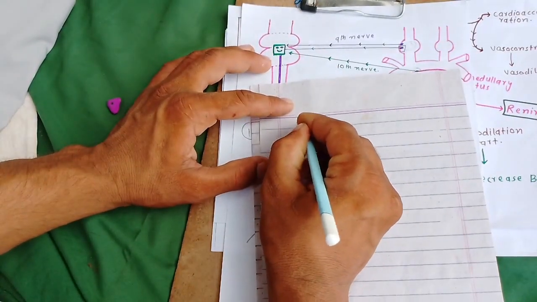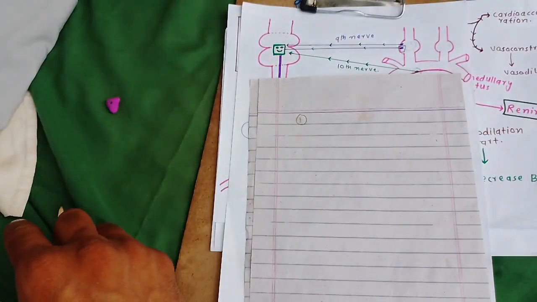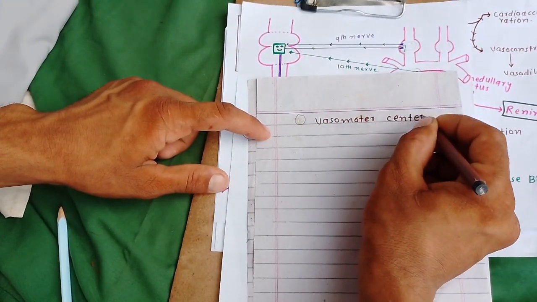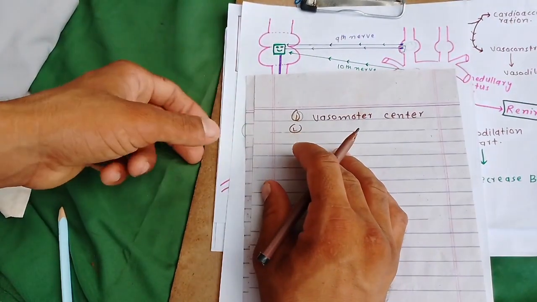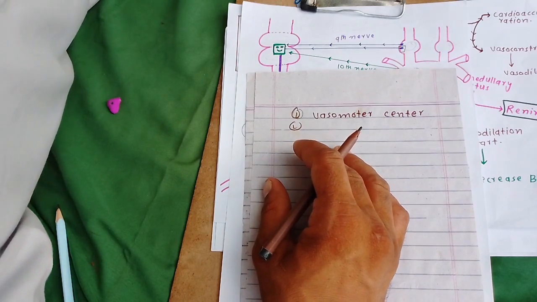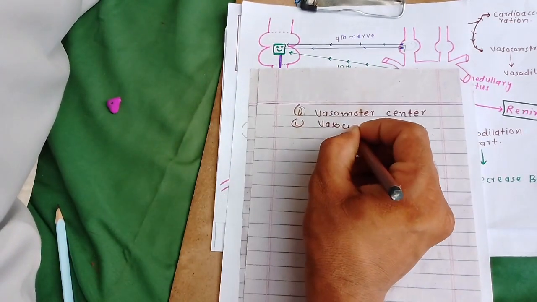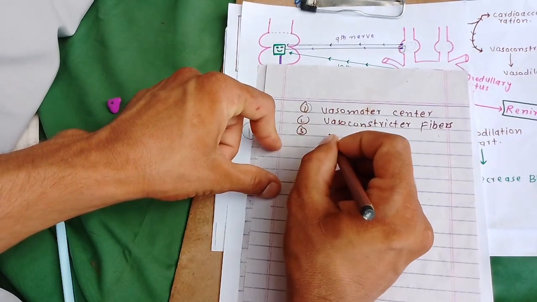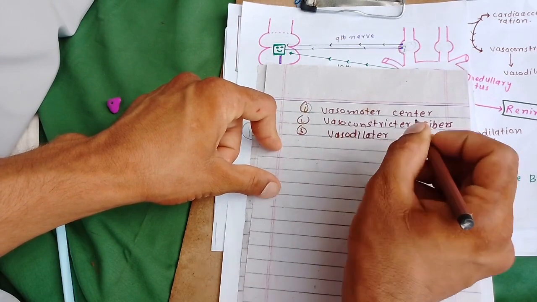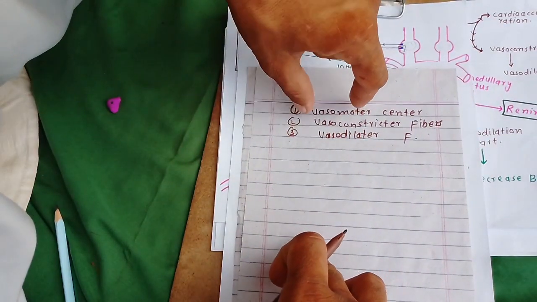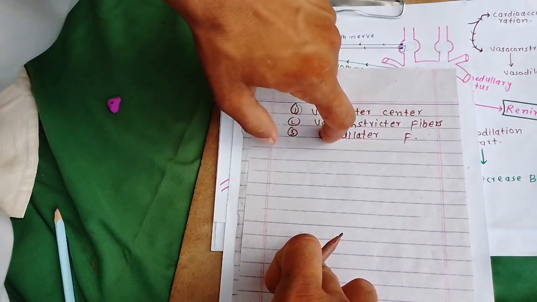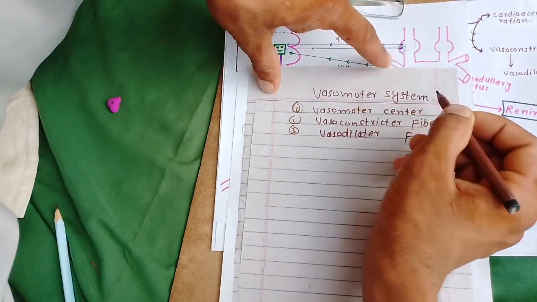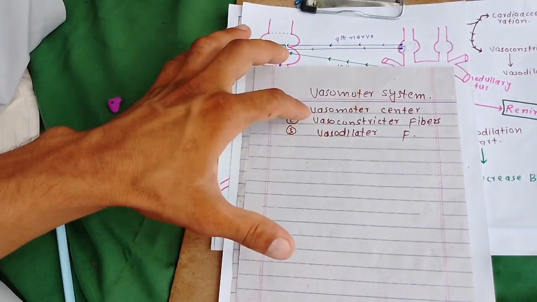So what is the vasomotor system? It consists of number one, the vasomotor center; number two, the vasoconstrictor fibers; and number three, the vasodilator fibers. These three, the vasomotor center, vasoconstrictor fibers and vasodilator fibers, combined make the vasomotor system.